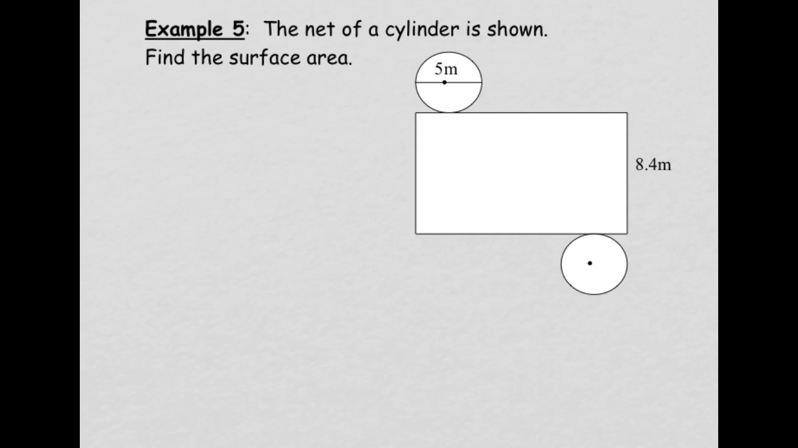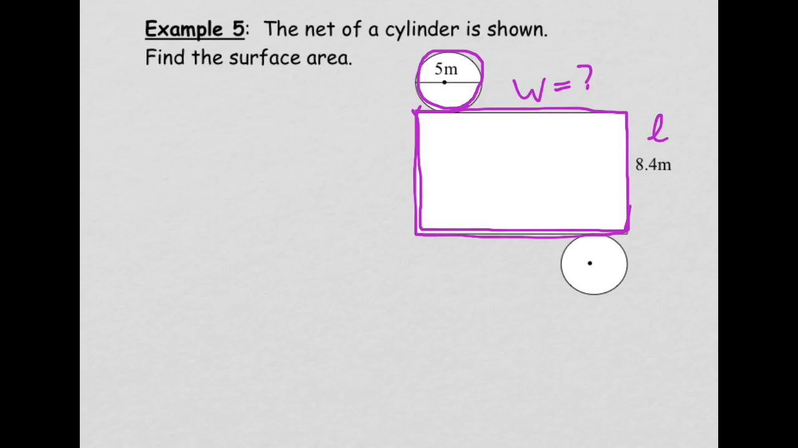Okay. Example number 5, the net of a cylinder is shown, find the surface area. So, guys, one more time, finding the surface area of a 3D figure is just finding the area of each side. So, this rectangle right here, the way you find that is length times width, right? We've got the length over here, and then we just need the width. So, how do you find the width of that? Well, the width of that is going to be the circumference of your circle, because basically that is the side that wraps around each circle when you're talking about a cylinder. So, how do I find the circumference of that? Circumference equals 2 pi r.